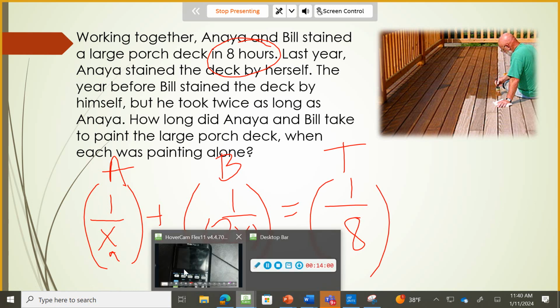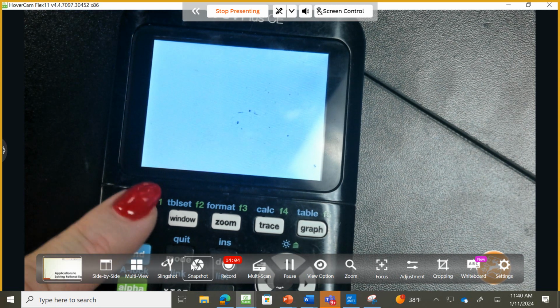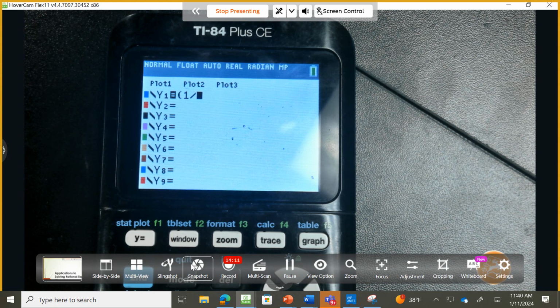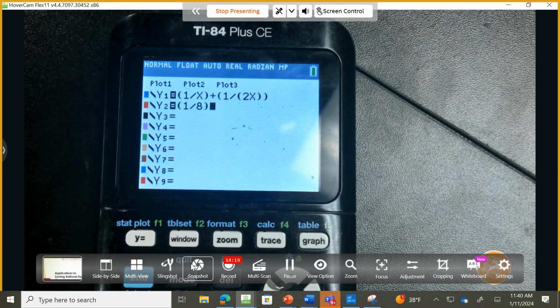I'm going to do second plus 712. Second plus 712 coming up to y equals. And I have 1 divided by x plus 1 divided by, now I need a double parenthesis because there's more than one item, and 1 divided by 8.